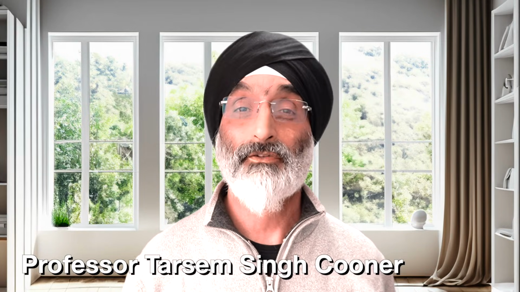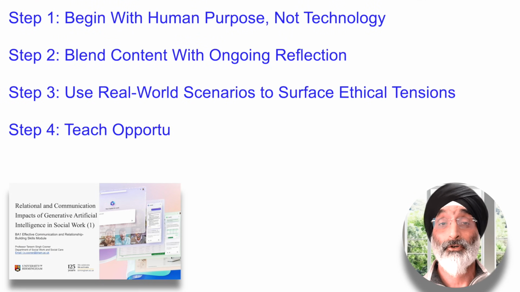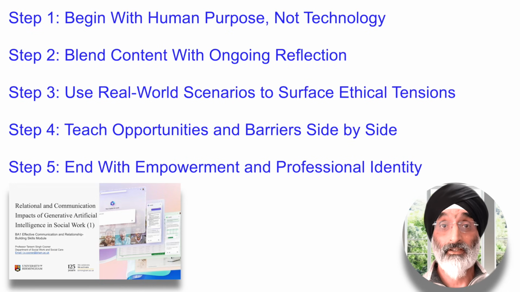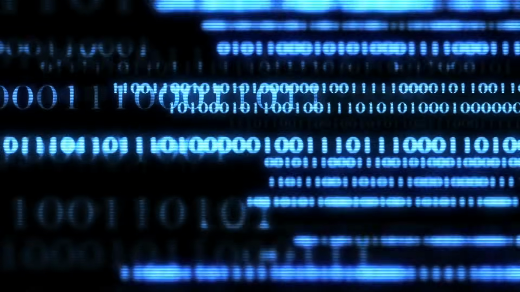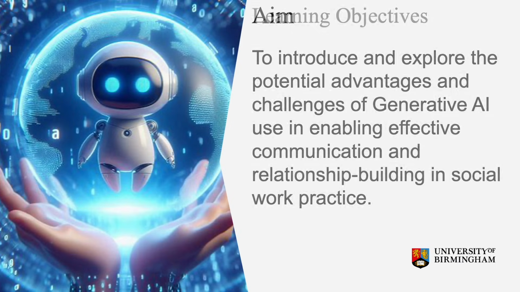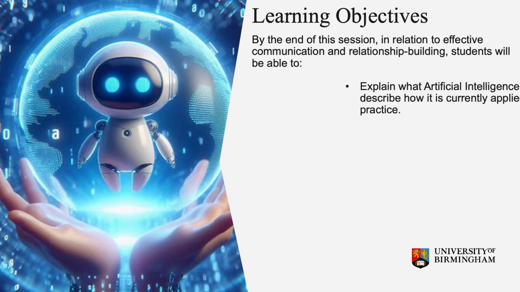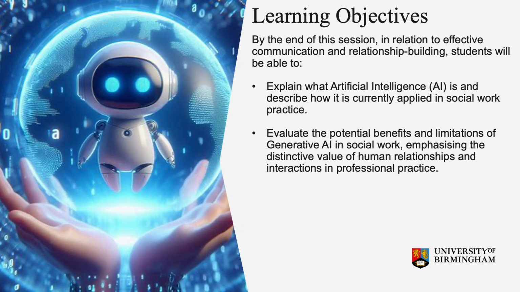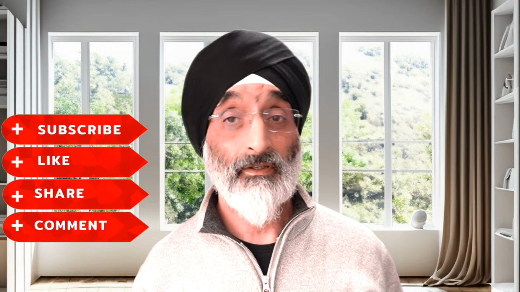In this video I'm going to show you my 5-step classroom approach to teaching about artificial intelligence. Now, teaching about artificial intelligence can feel daunting, especially when your students come with very different levels of confidence, fear, curiosity or misconceptions. I'm going to show you how I used a relational, reflective and human-centered approach that you can adapt for your own classrooms. So whether you're teaching social work, health, business, engineering or the arts or any other subject, this method should work for you.